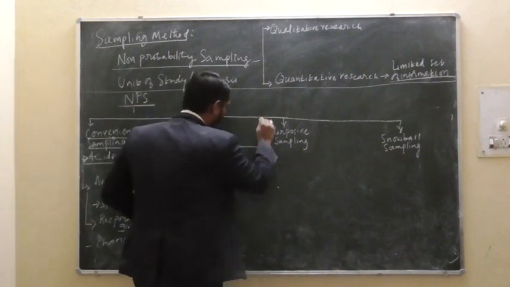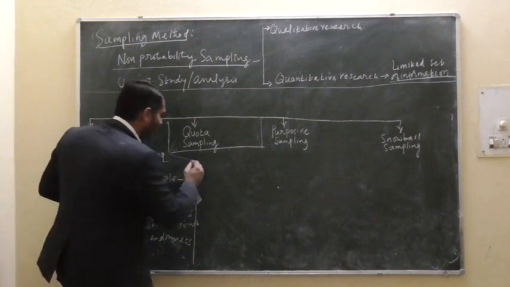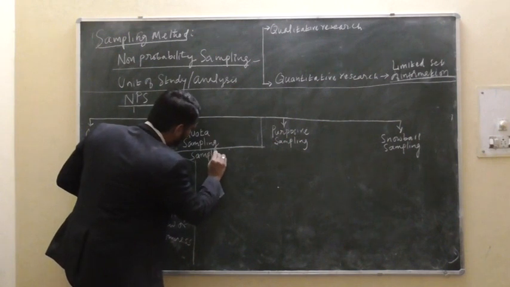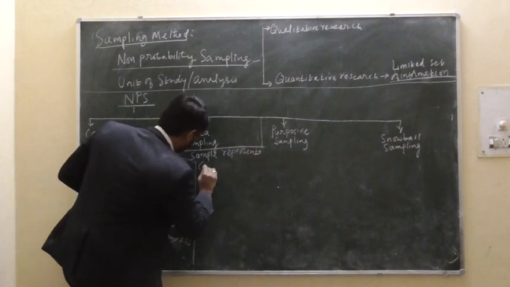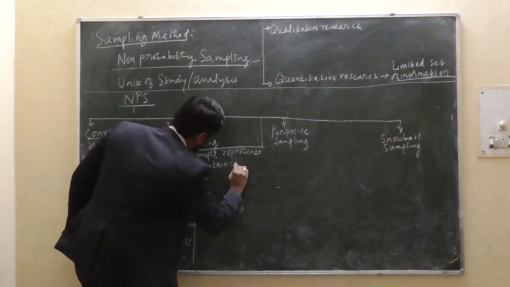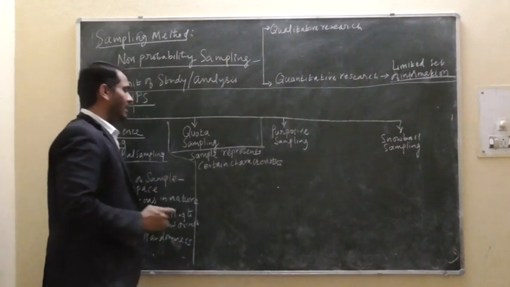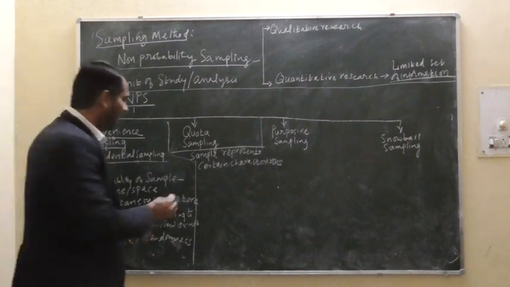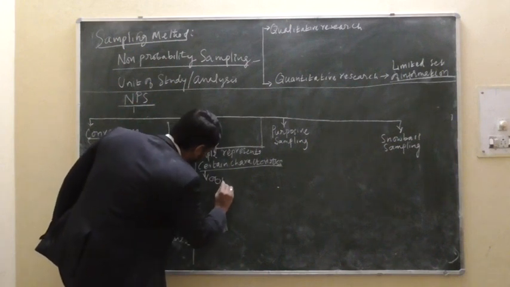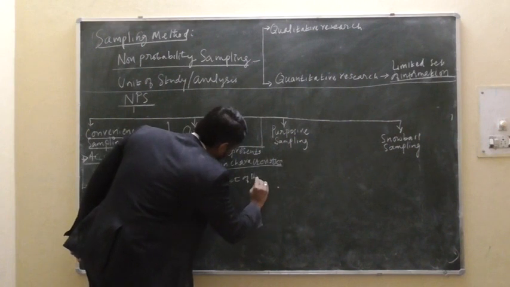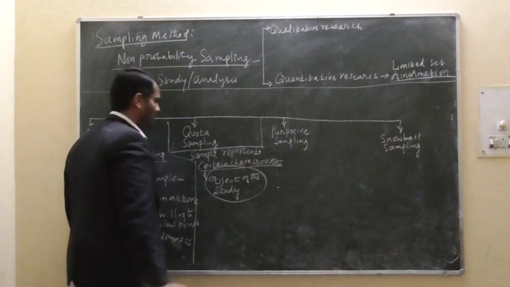Quota sampling is quite different from convenience sampling. Quota sampling is about a sample representing certain characteristics, and these characteristics become part of the object of the study.